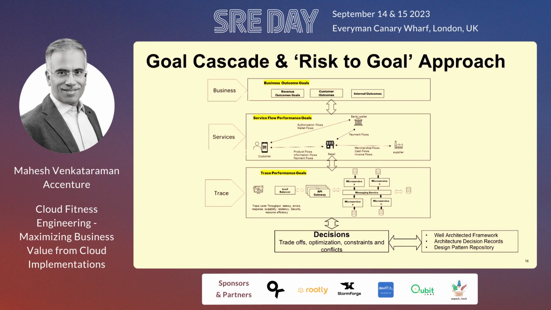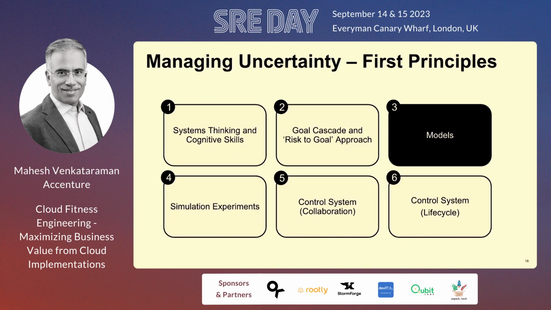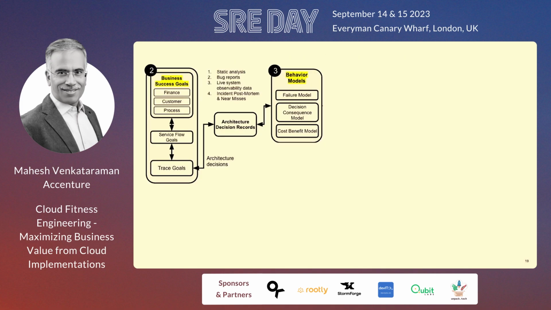And you have all those frameworks, like the well-architected frameworks of hyperscalers, architecture decision records, and design patterns. So now this is the second point. First was systems thinking and cognitive skills. Second is business success goals decomposed or cascaded all the way down to trace goals. And the trace goals are recorded in the architecture decision records.